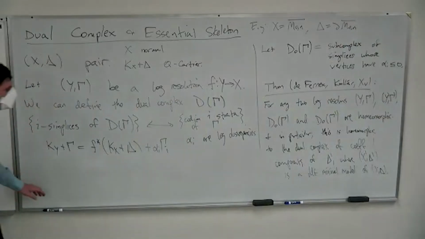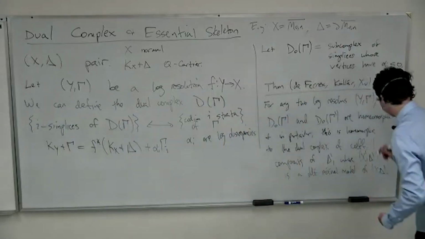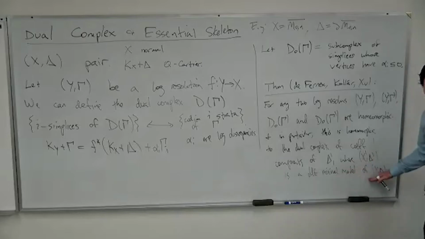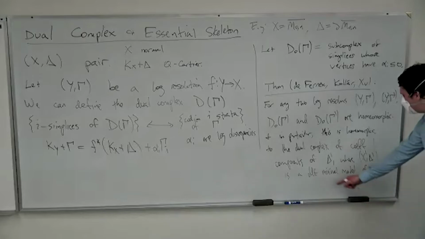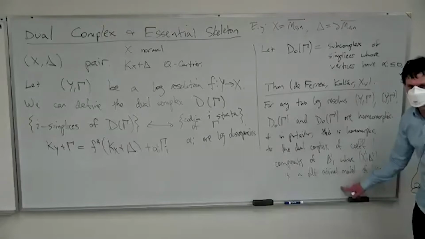and I should say, when I say DLT minimal model of x delta, I mean it's a DLT minimal model over x delta. So you should think of this as like a partial desingularization. When I'm saying that the log canonical divisor is nef, it's the relative log canonical divisor I'm looking at here.